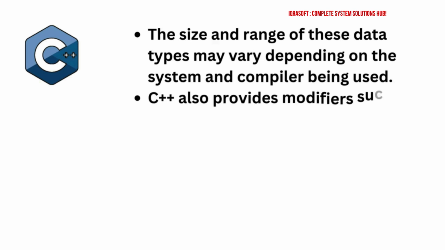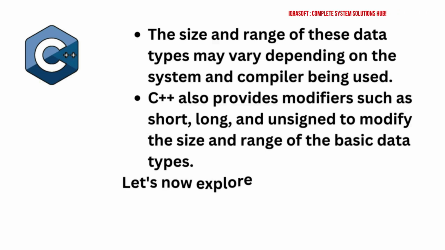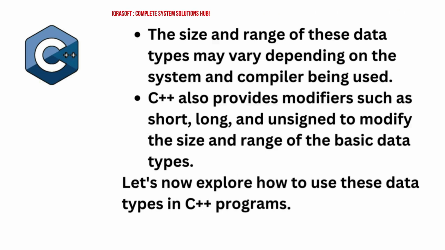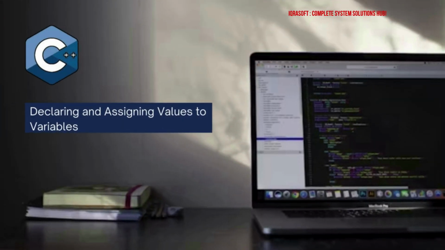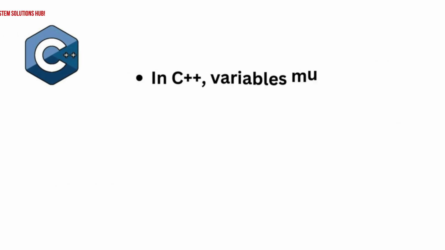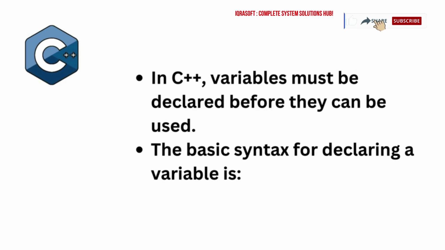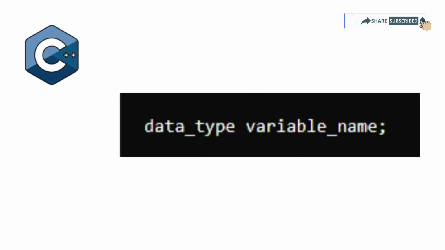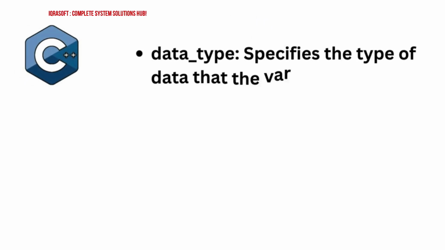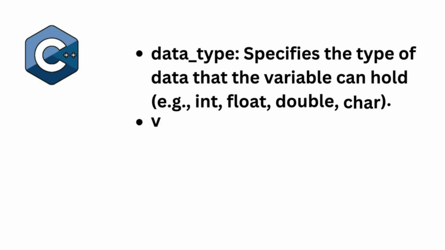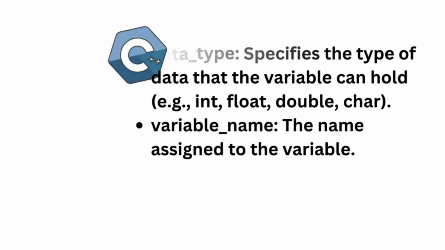C++ also provides modifiers such as short, long, and unsigned to modify the size and range of the basic data types. Let's now explore how to use these data types in C++ programs. Declaring and assigning values to variables. In C++, variables must be declared before they can be used. The basic syntax for declaring a variable is data_type variable_name. data_type specifies the type of data that the variable can hold, e.g., int, float, double, char. variable_name, the name assigned to the variable.